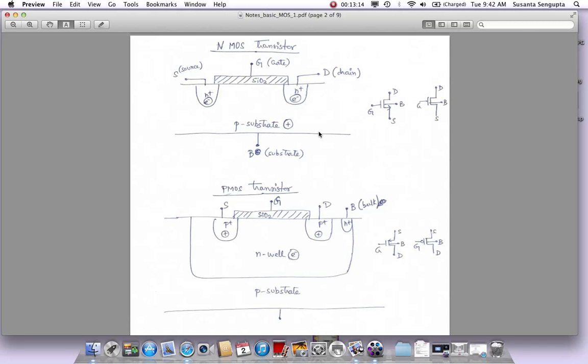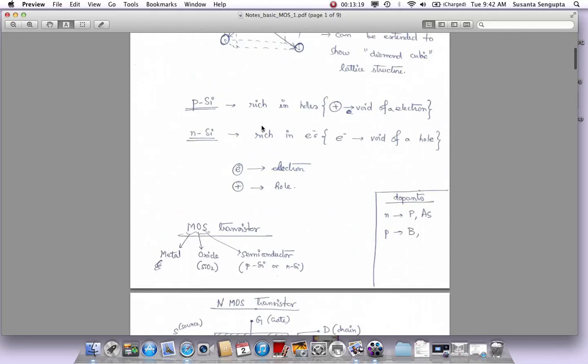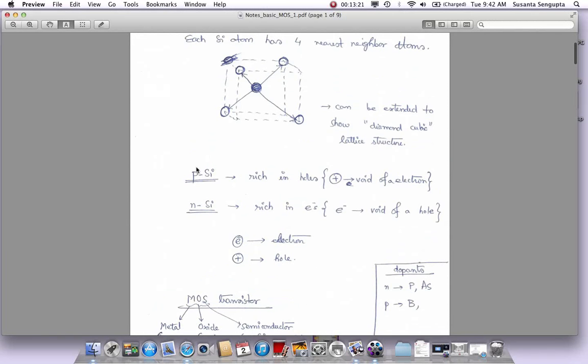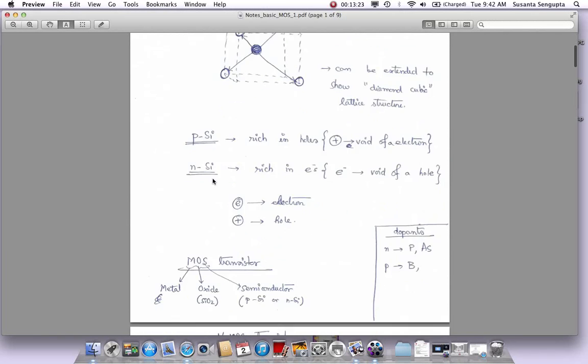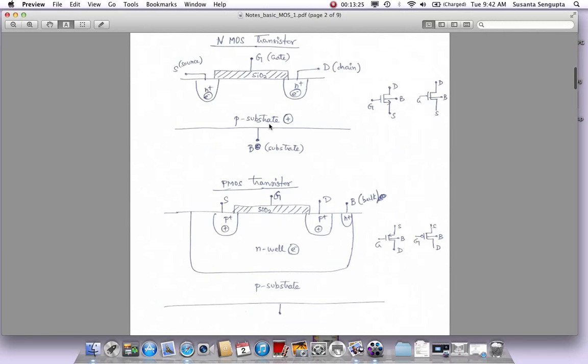So there is a substrate. This was a normal silicon which has now been doped, as we explained earlier, to make it more like a P-type silicon. So this is a P-type silicon here, which I'm calling the P substrate. It is rich in holes. It has more and more holes, meaning it has been devoid of electrons. More and more silicon atoms are devoid of electrons.